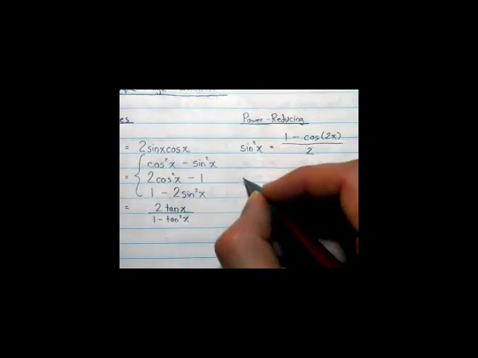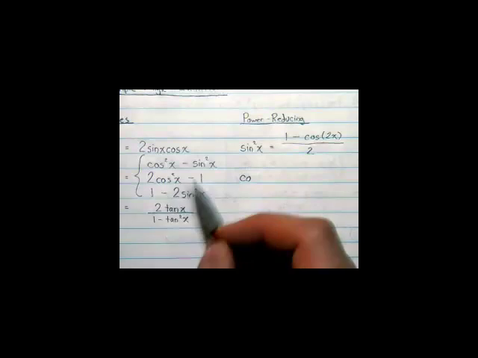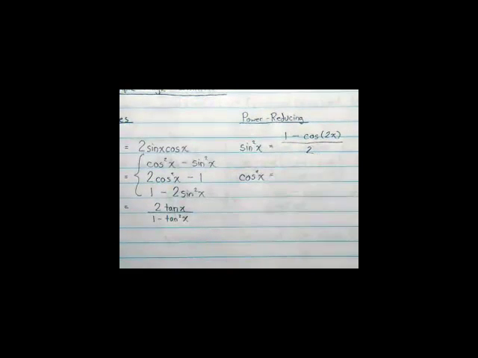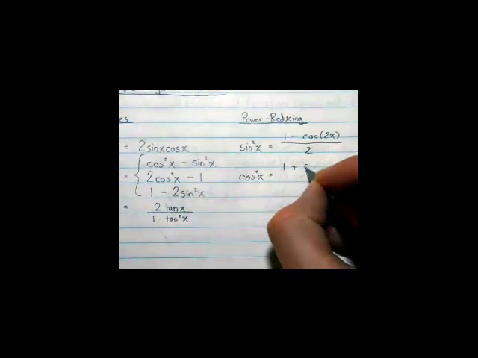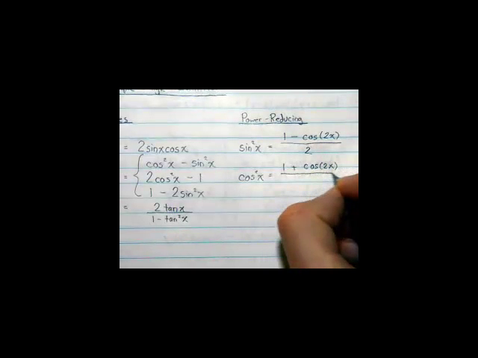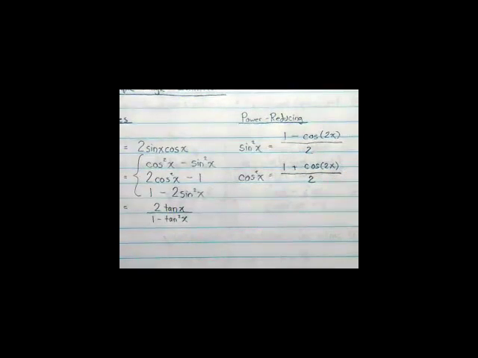Cosine squared, it's the same type of thing. It's using this one, and the only difference is the plus sign. It's 1 plus cosine 2x divided by 2. And then tangent squared.